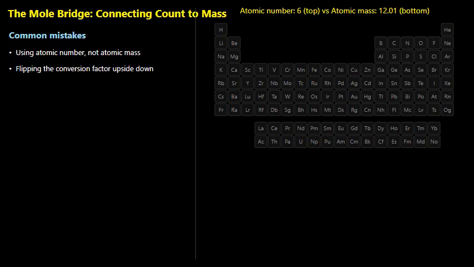Second, flipping the conversion factor upside down. If you multiply grams by grams per mole, you get grams squared per mole, a nonsense unit. Always check that the units cancel to give you what you want. If you want grams, the moles unit must cancel out. So the whole idea is, the mole bridge is just multiplying or dividing by the molar mass, and watching the units keeps you on the right path.